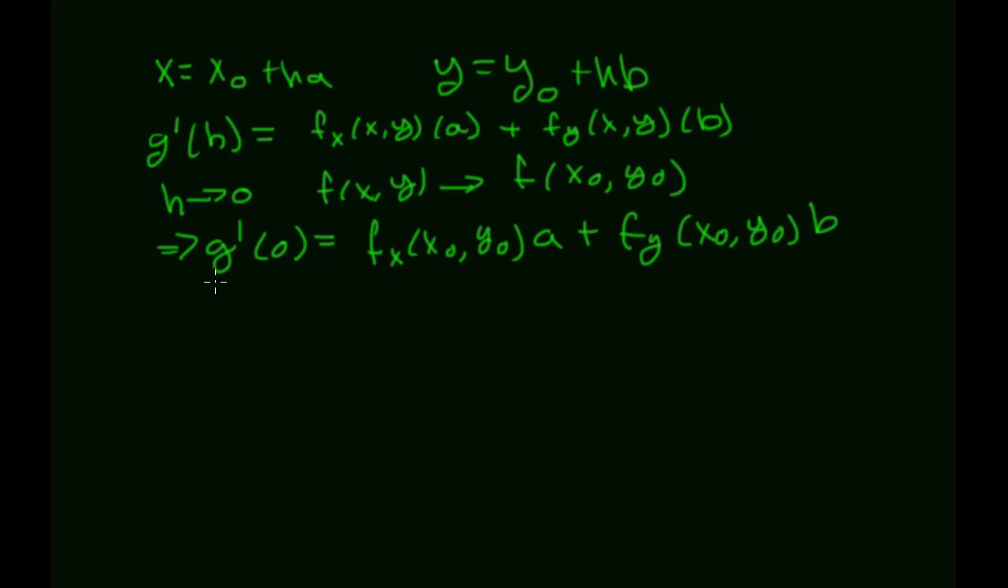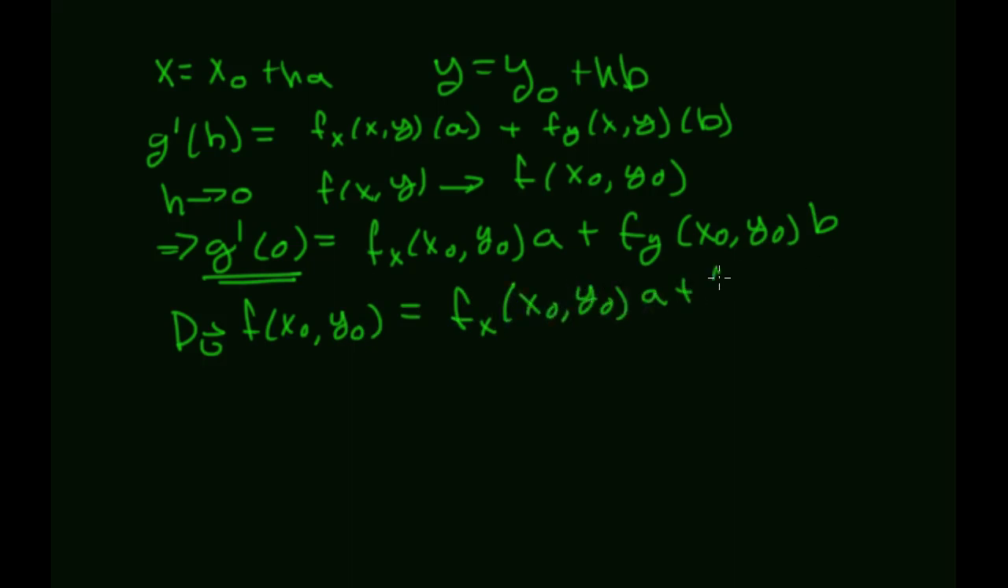Which, since g prime of 0 is the partial derivative of u of f of x null, y null, that means that's equal to f sub x of x null, y null at a plus f sub y of x null, y null at b. There we go, we've proven what we set out to prove, that the partial derivative is this computational reality.